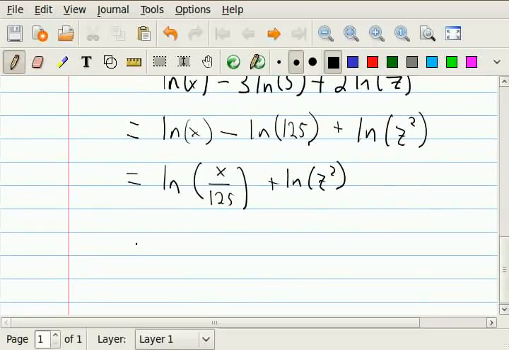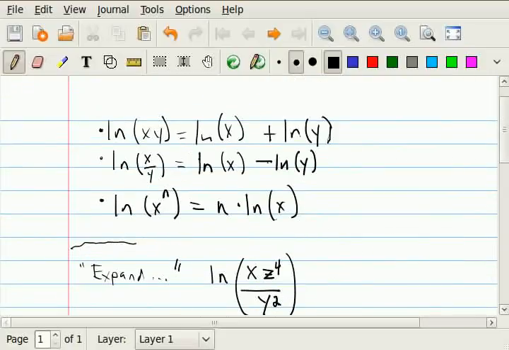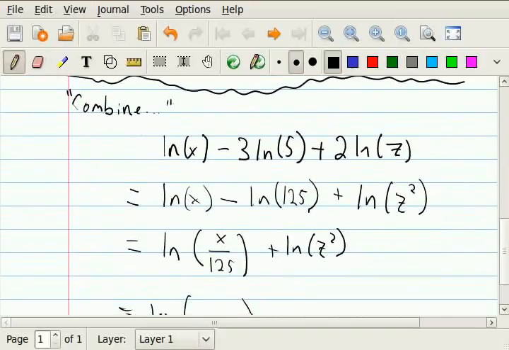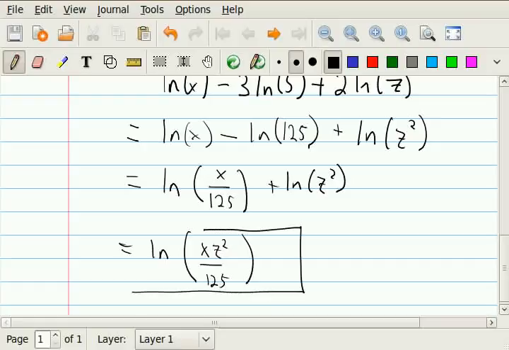Okay, and I've still got this natural log of z squared. Okay, so finally those two logs are being added together. You can write it as one logarithm. Again, if you look at the very first rule, it says if you add two logarithms together, you just take natural log of the product of the expressions inside the original logarithms. So this is x over 125 times z squared, which I can write as x z squared over 125. And the directions in problems like this typically say, combine into a single logarithm. So that's good for the final answer.